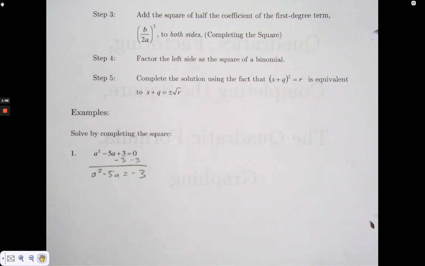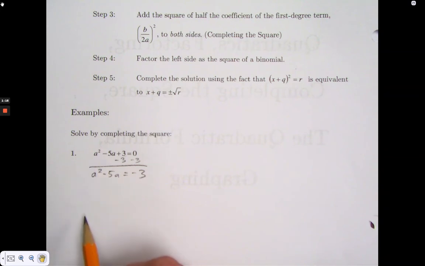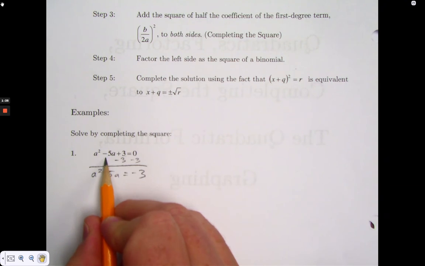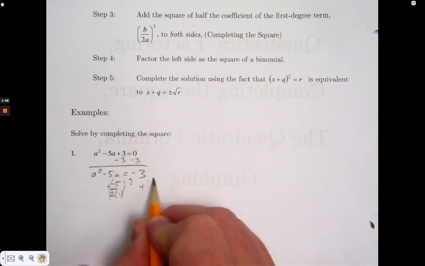So now that we've done step 1, step 2 says if the coefficient of the second degree term is not equal to 1, then divide both sides by it. Well, our coefficient was 1, so we don't have to worry about step 2. Step 3 says add the square of half the coefficient of the first degree term. So if we take this negative 5, and then we put it over 2a, which is 2 times 1, and square it. So b is our negative 5, and we put it over 2 times a, and then we square it. And we're going to add that to both sides.